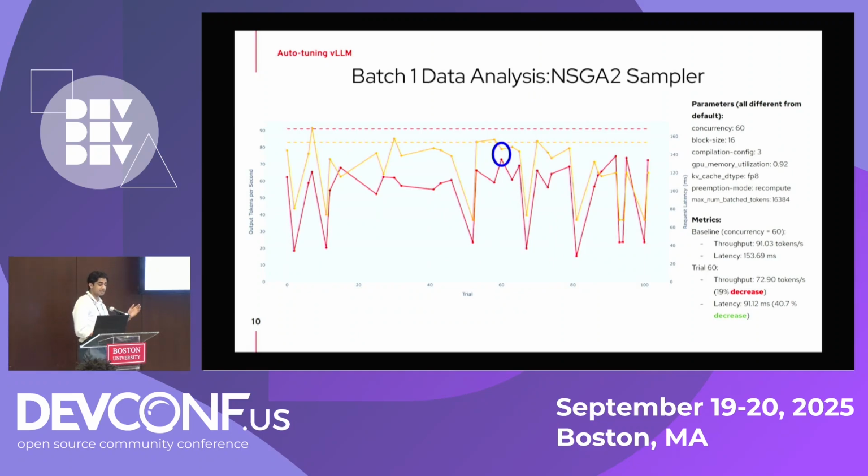Batch two, this is one sample of data that I found pretty interesting. The point that I circled right there, the parameter values are on the right if you're actually interested in it. But we found that with a latency decrease of 40.7%, throughput actually was pretty high compared to the rest of them. It wasn't as high as the baseline value, but we only saw a 19% decrease from the baseline value while having that 40% decrease with latency.